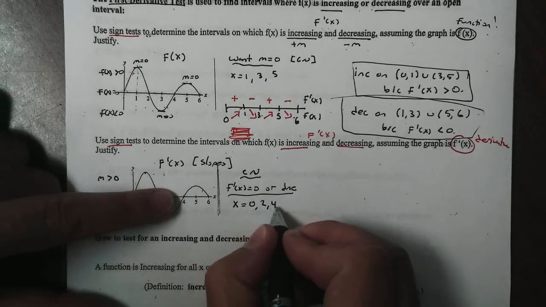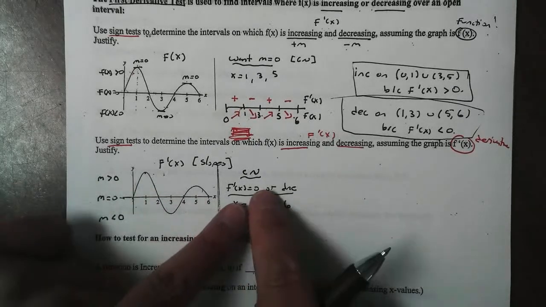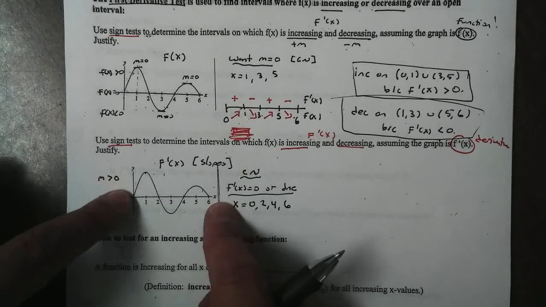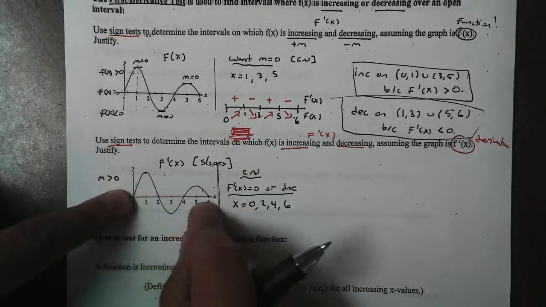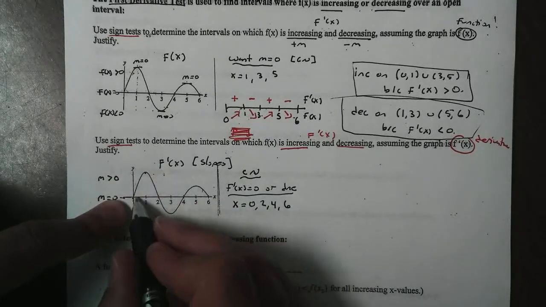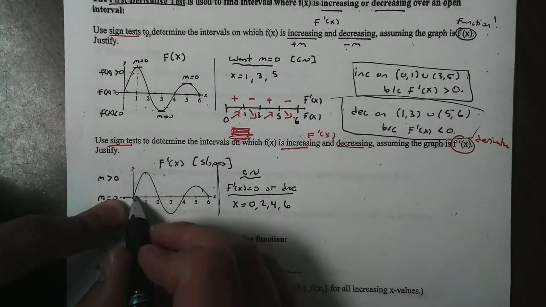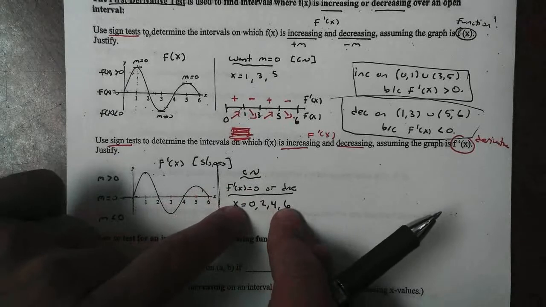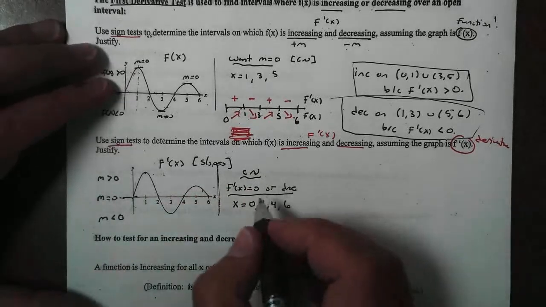2, 4, 6. Now, we can include endpoints here because this is the graph of the derivative. We're going to go into that a lot more later on. But it's basically like this. If this is my speed graph, if I'm at a stop sign and I'm stopped at time equals 0, my speed is actually 0. Because they give us the graph of the derivative, we can include the endpoints here. Again, we're going to talk more about that later on.